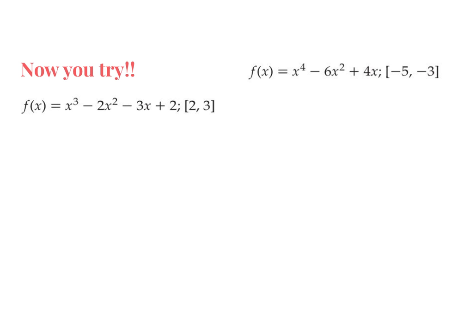Now you try. Here are two functions. Find the average rate of change over those two intervals. Pause your video, try and do the problem, and then press play to see if your answer is correct. Pause your video now.